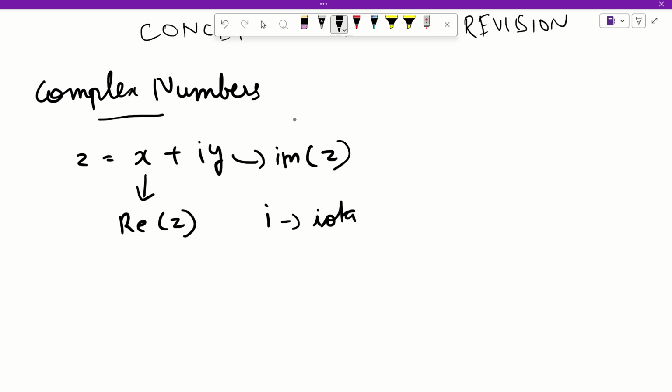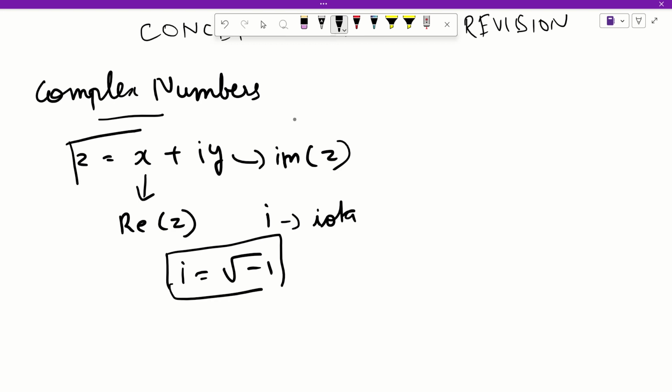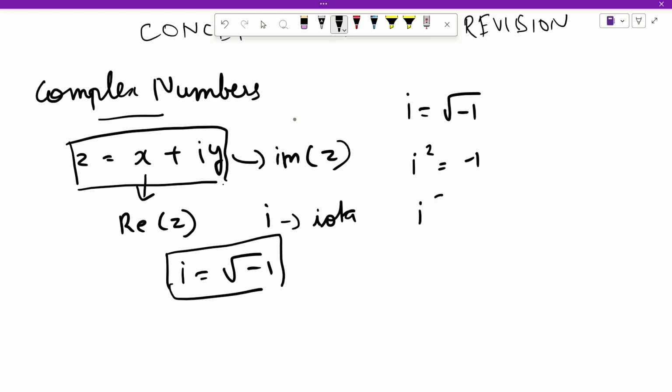What is the value of i? i equals root of minus 1. This is important. Let me write some properties of i. i is equal to root of minus 1, and if we take the square, i square is equal to minus 1. i cube is equal to minus i. i raised to 4 equals 1. We need to know these values.